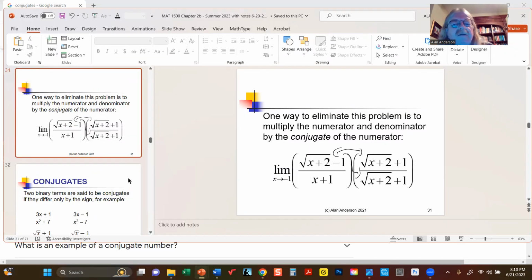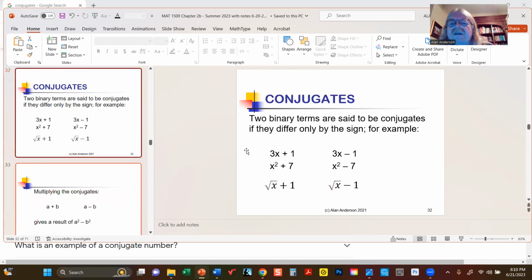By the way, conjugates have to be binary terms. That means there's two components. Two things are either being added together or subtracted from each other. You can see all of these pairs are conjugates of each other because, again, the only thing that's different is the sign. But there has to be two terms in each one.